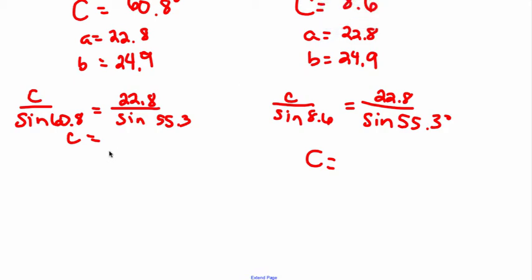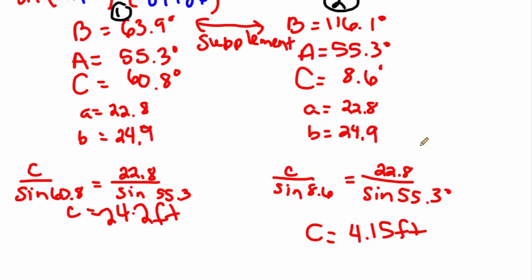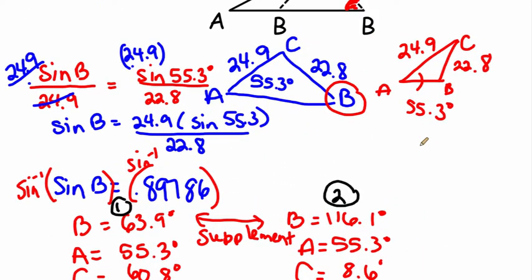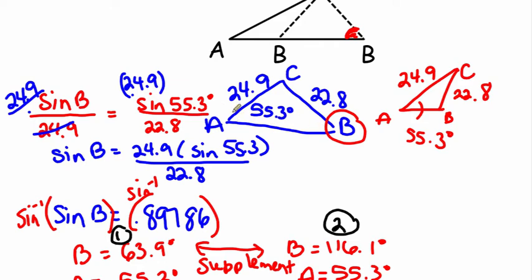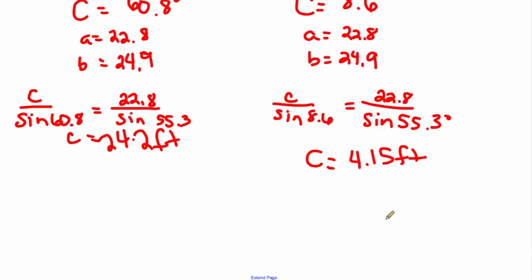So when we work with this triangle over here, we get that side C works out to be 24.2 feet. And when we work with this triangle over here, we get that side C ends up to be 4.15 feet. Now, if we go back and look at our triangle up here, it would make sense that if B is an acute angle, side C is much longer, and if B is an obtuse angle, side C is much shorter. So that's the case where the law of sines gives you two possible triangles.